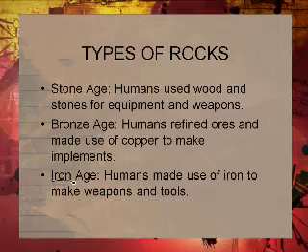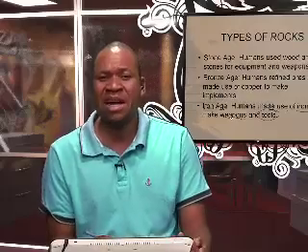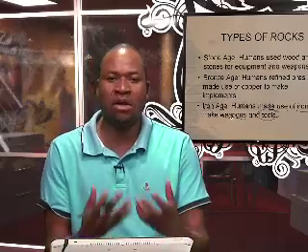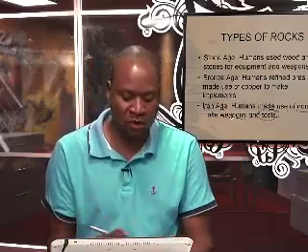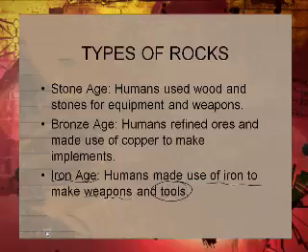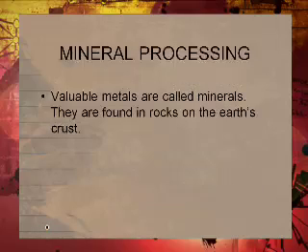Okay, now we come to the Iron Age. You should be able to understand it. Iron Age means this is the time when humans made use of iron to produce or make weapons and tools. Okay, so some kind of mining was done to get iron, and iron was used to make those weapons and other tools.